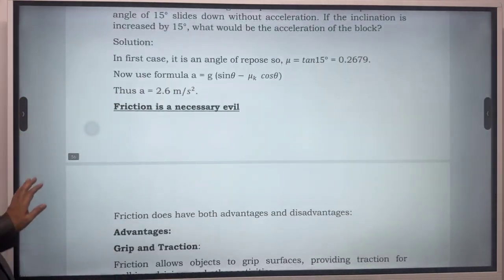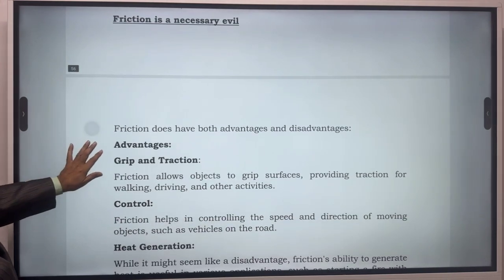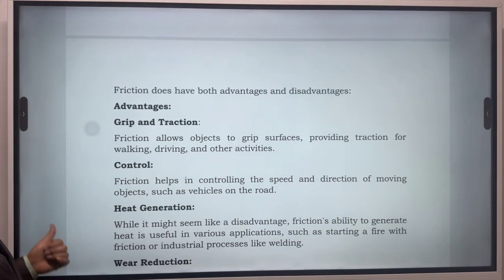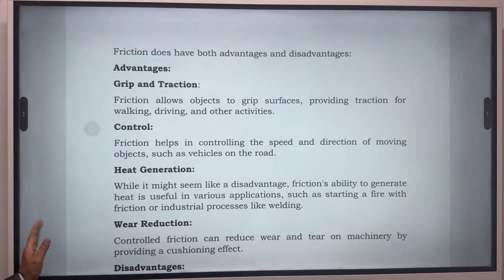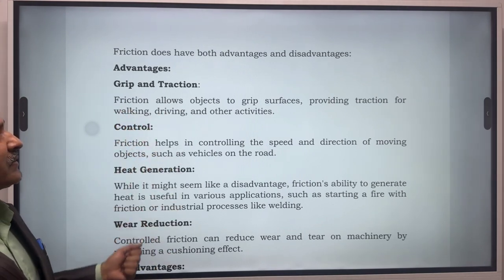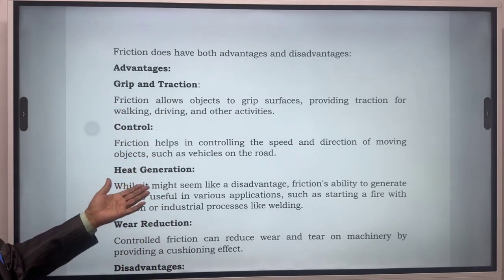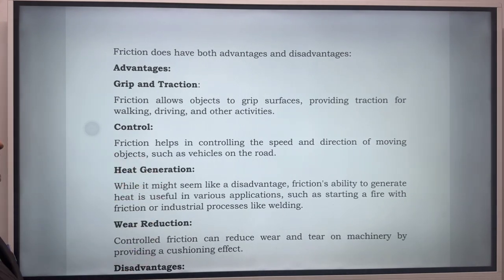Now there is another concept. Friction is a necessary evil. Why? Necessary evil means without friction there will be difficulty. Grip and traction: friction allows objects to grip surfaces, providing traction for walking, driving and other activities. Control: friction helps in controlling the speed and direction of moving objects such as vehicles on the road.